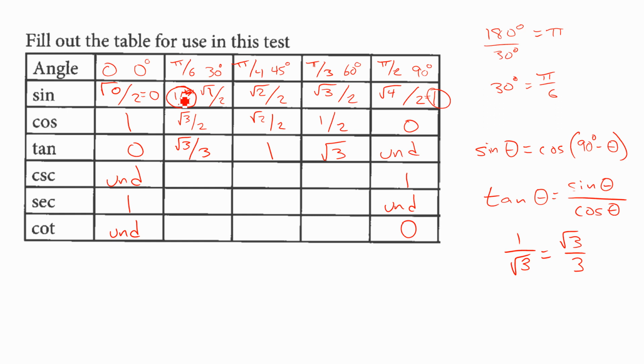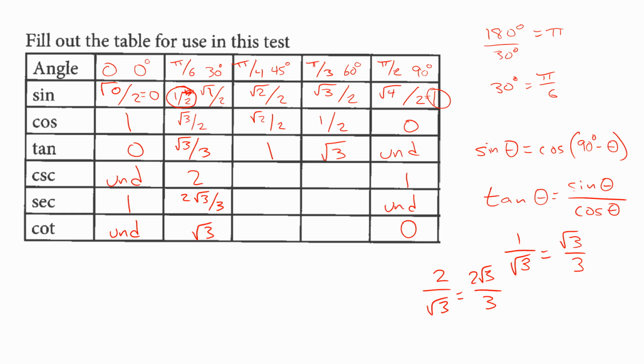Let's take the rest of these. 1/2 flipped over is 2. Root 3 over 2 becomes 2 over rad 3, which is 2 rad 3 over 3. And then rad 3 over 3 flipped over becomes rad 3.